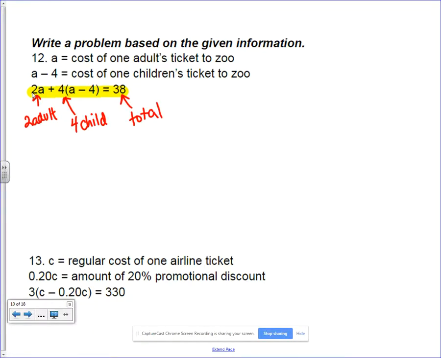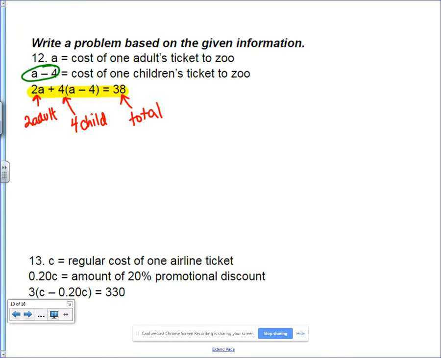Okay, so if I wanted to talk about a problem here, I would say 6 people are going to the zoo, 2 of them adults, and 4 of them are children. It looks like the child ticket is $4 less than the adult ticket because of this right here. And they paid a total of $38 to get into the zoo. Okay, I'm not going to write that out. I just wanted to speak it to you. You're more than welcome to go ahead and write that there as well.